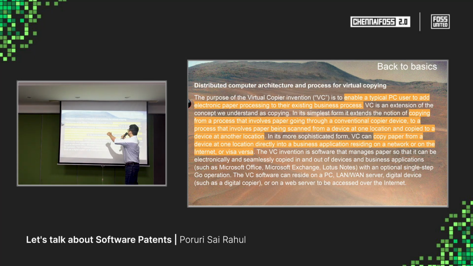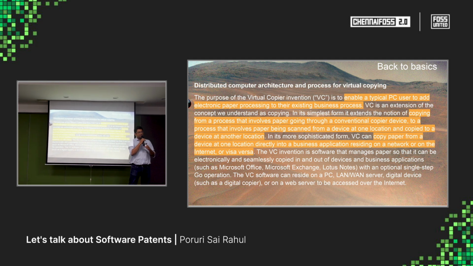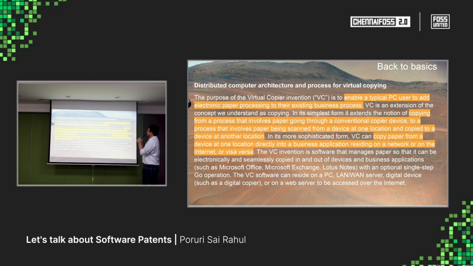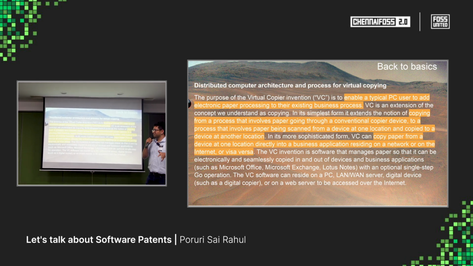So this is a patent application that you got. It's a patent for distributed computer architecture and process for virtual copying. I don't want you to read all of it. I've tried to highlight a few key aspects of it. So it's talking about enabling a typical PC user to add electronic paper processing to their existing business process.